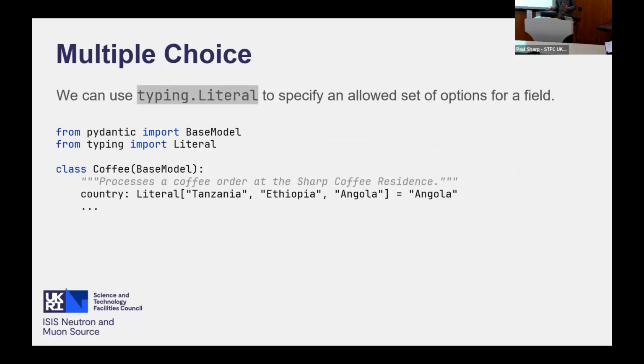First up is the idea of multiple choice, when we've got a few different options we want to pick from. We can go to the typing module again and use typing.Literal to specify an allowed set of options for a certain field. So I've got the coffee shop here. I've said that the country, for example, could be literally Tanzania, Ethiopia, or Angola. A certain African flavour to our coffee on this one.